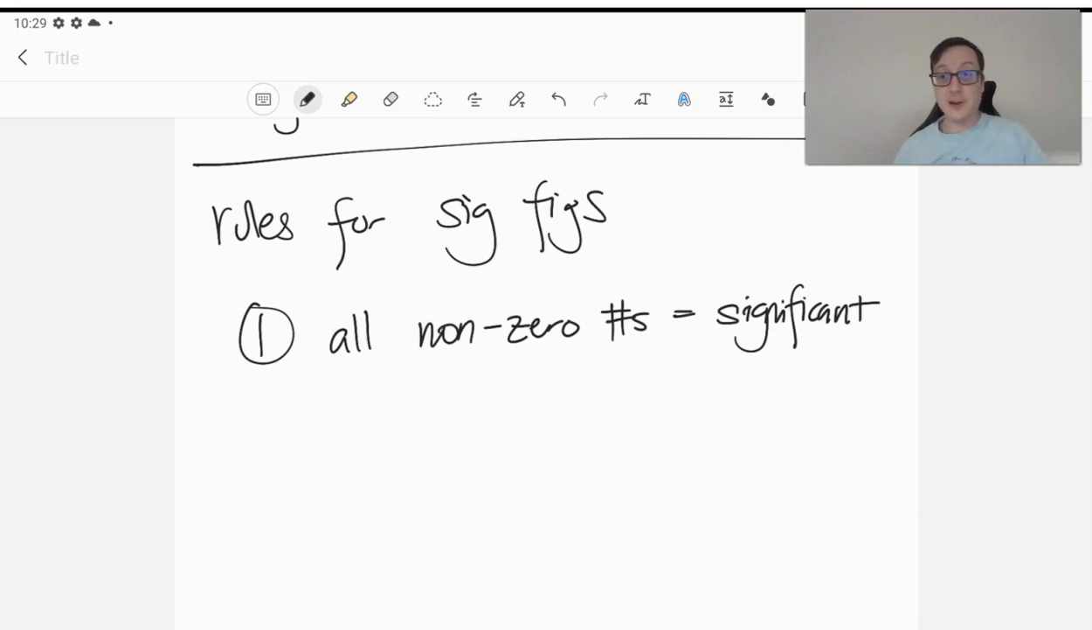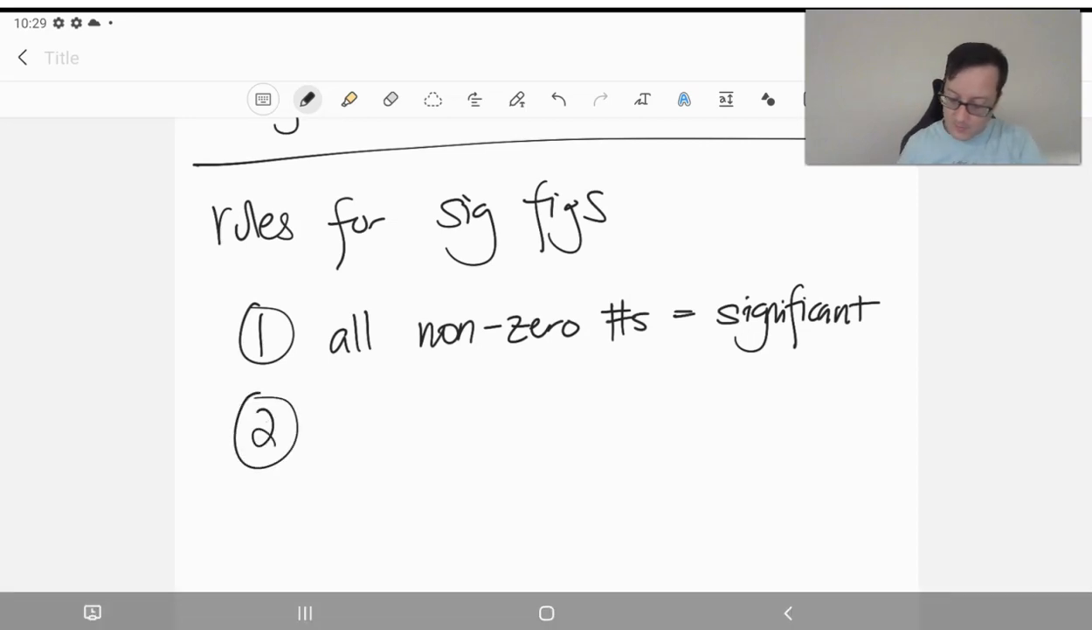All right, let's learn our rules for finding out the number of significant figures in a number. Our first rule is the easiest. All non-zero numbers are significant. And so if we have the number 23, as we saw with our measurement, that is 2 sig figs. The 2 and the 3 are significant.